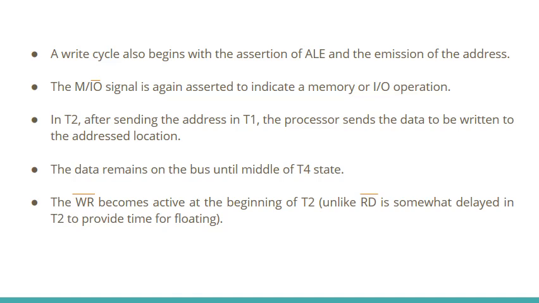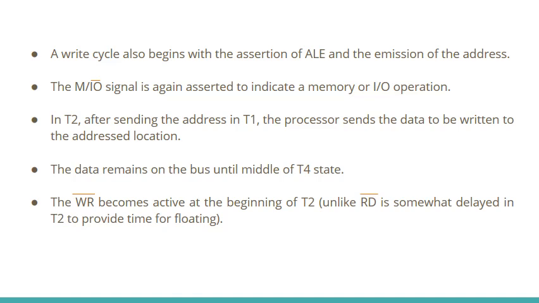And here in the case of the write cycle, the write signal, that is the WR bar signal, becomes active at the beginning of T2 itself. Unlike in the case of the read cycle, where the RD bar signal is somewhat delayed and will not become active at the start of T2, in the write cycle the write signal becomes active from the very beginning of T2 itself.